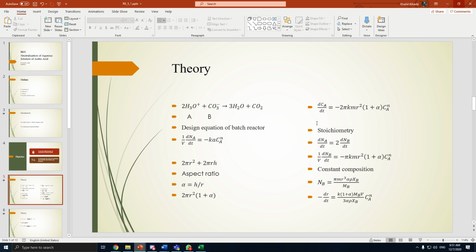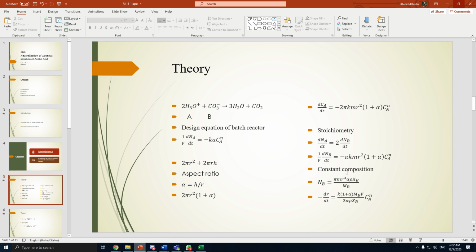Now, assuming constant reaction volume, the design equation of the batch reactor comes like this, as follows. In terms of the concentration of A, using the stoichiometry, we can change this into the stoichiometry in terms of reactant B, because the rate of change of moles of A is twice the change of moles of B, using the stoichiometric equation. Then the design equation becomes like this.